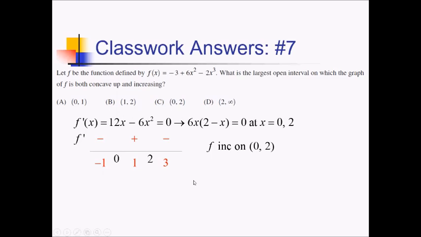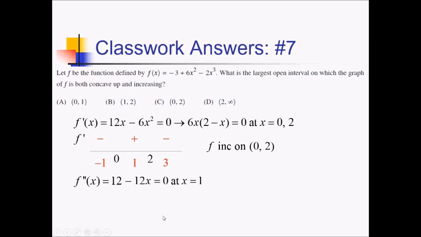So let's move on to the second derivative now for concavity. So the first derivative was this stuff here. The second derivative, going left to right, would be 12 minus 12x. And let me set that equal to 0. Now this one I don't have to do any fancy factoring or anything. Just subtracting 12 and dividing by -12, we see that x has to be 1 for this one.